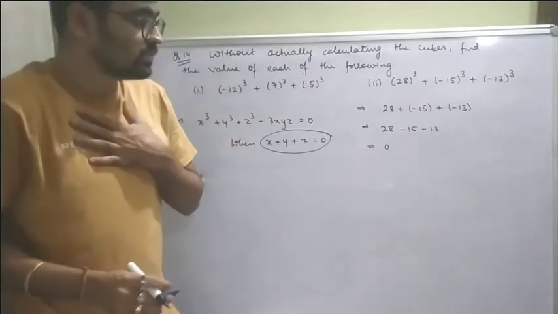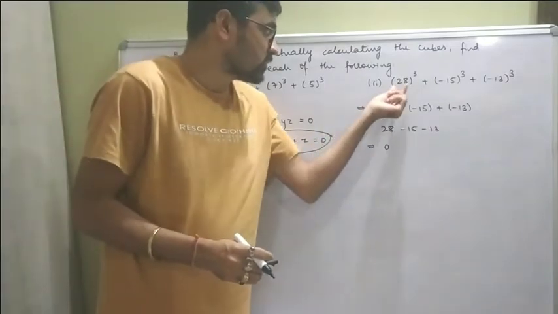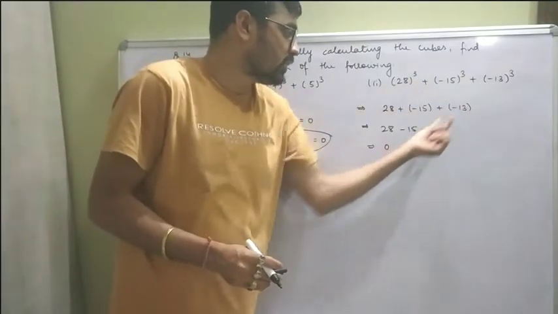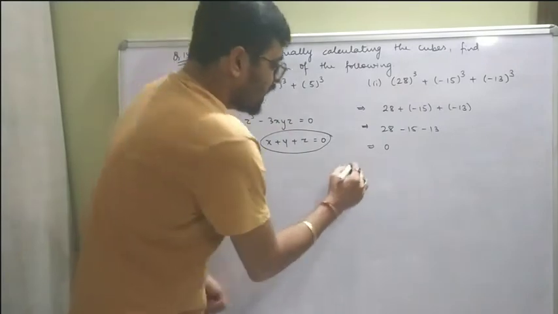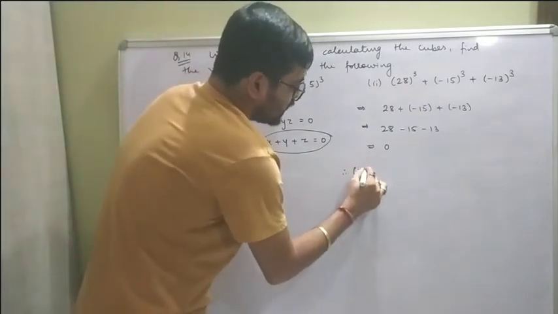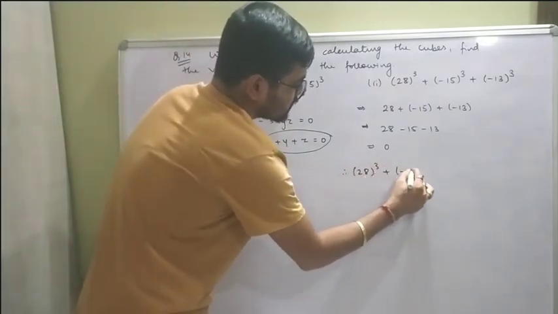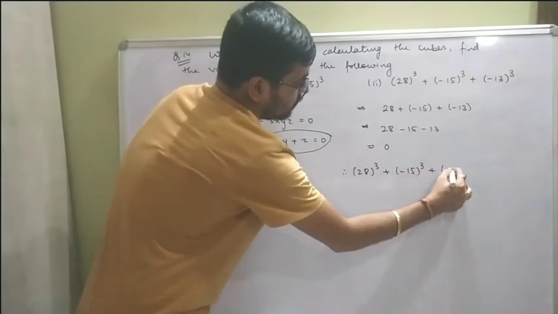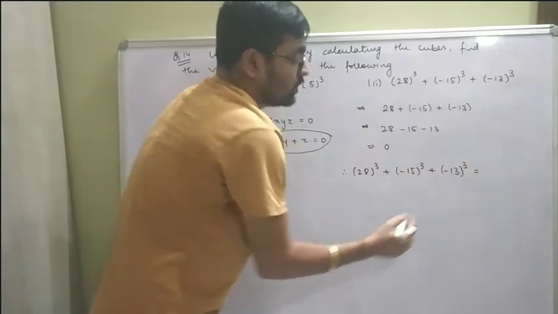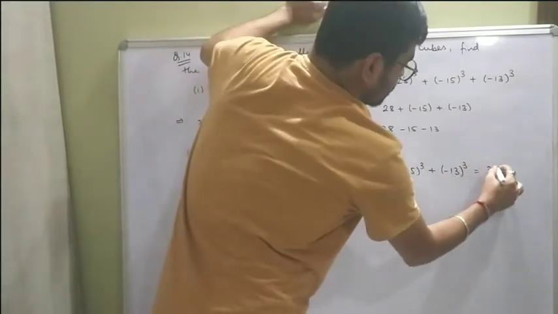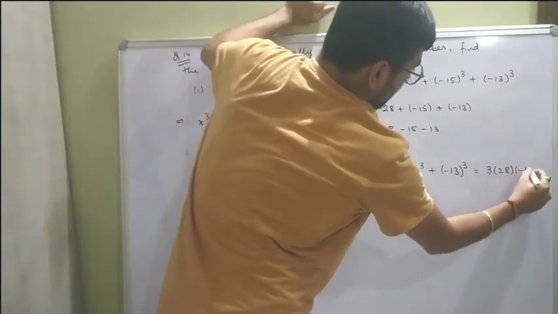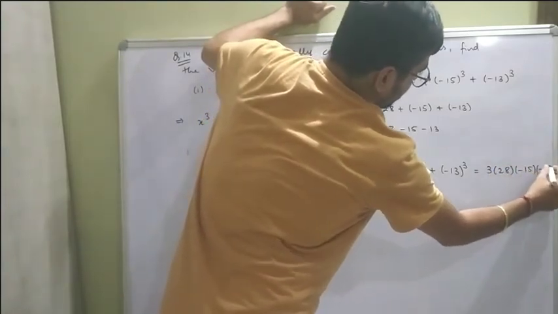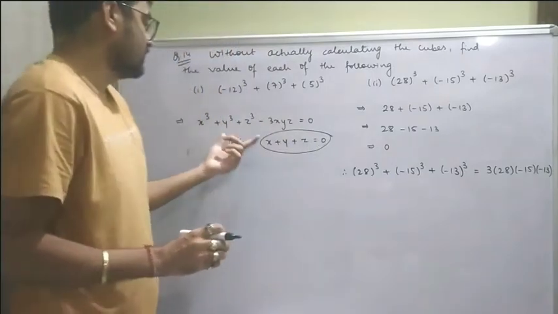So what I can observe is that x cube plus y cube plus z cube becomes 0. Therefore 28 cube plus minus 15 cube plus minus 13 cube is equal to 3 times 28 into minus 15 into minus 13. This one.